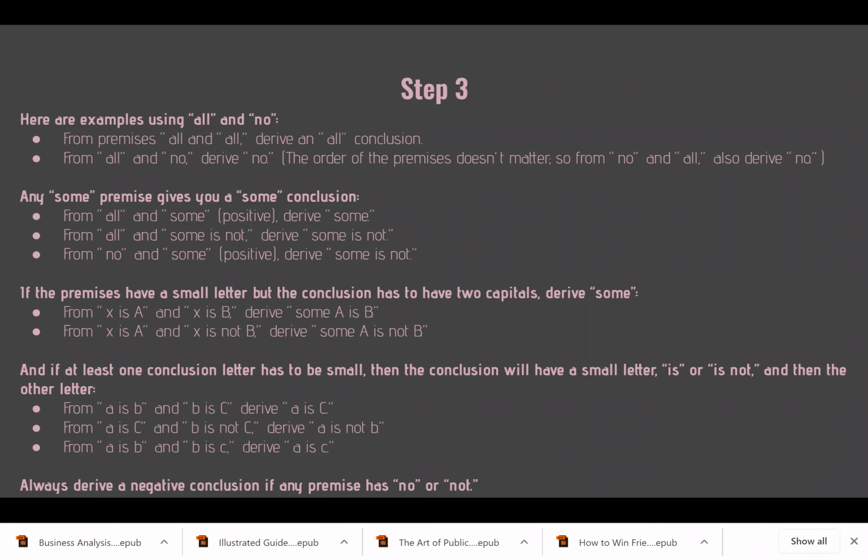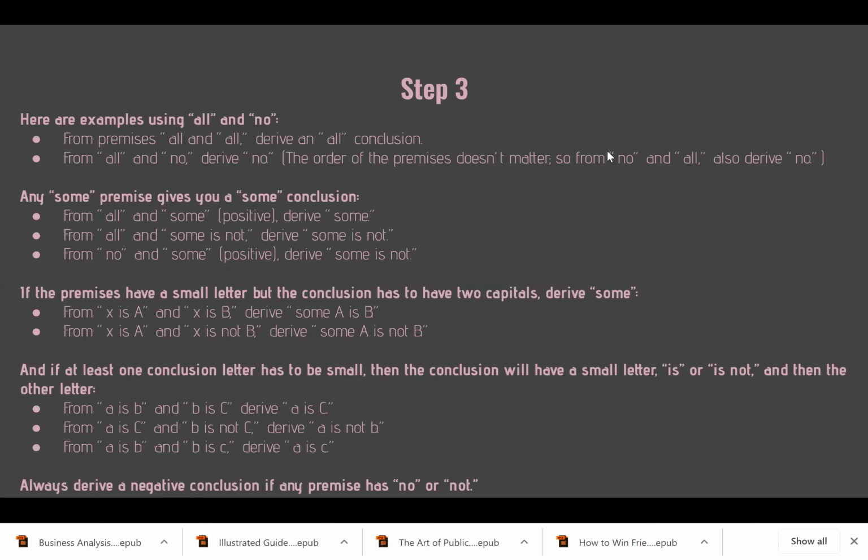Here are some examples using all and no. From premises all and all, derive an all conclusion. From all and no, derive no. The order of the premises doesn't matter, so from no and all, derive no. Any some premise gives you a some conclusion. From all and some positive, derive some. From all and some is not, derive some is not. From no and some positive, derive some is not.